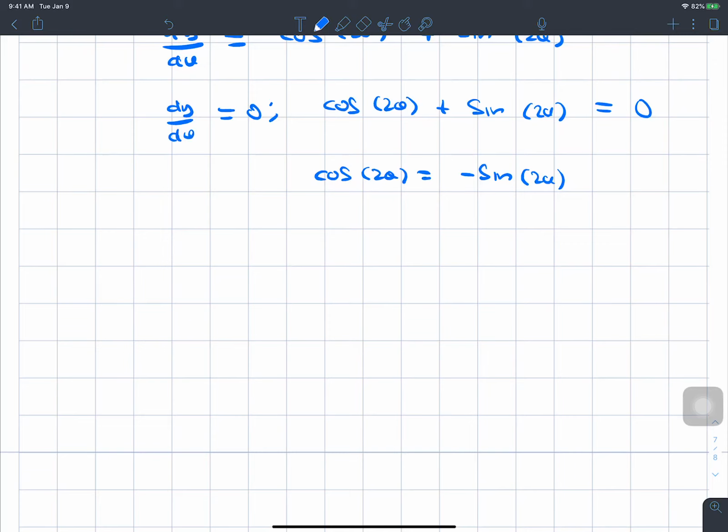Divide both sides by cosine 2 theta. And essentially you're going to get tangent 2 theta is -1. You can actually do it this way: you keep that positive and the other one negative. Either way. And let me double check. Is that what we get? Tangent 2 theta is -1?